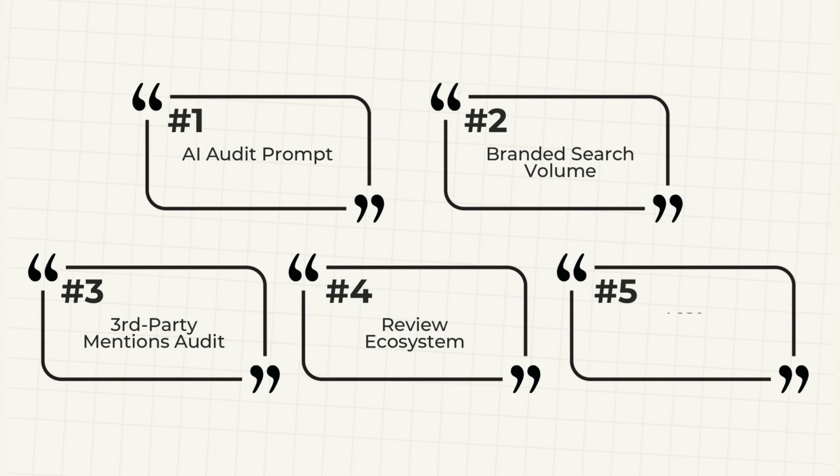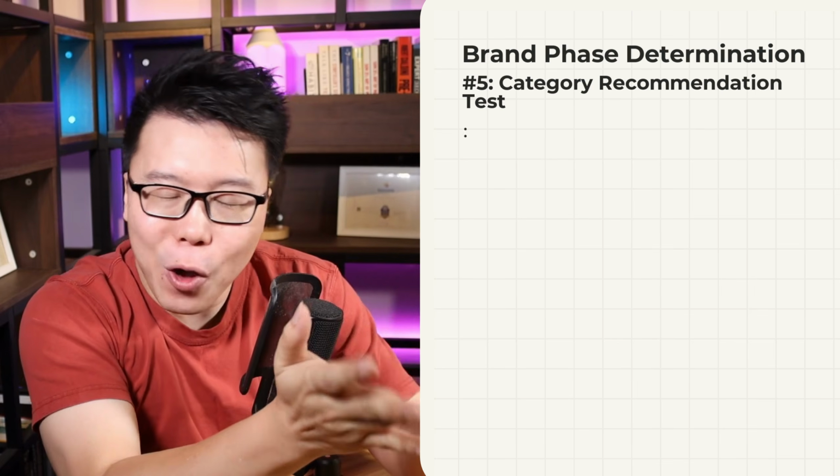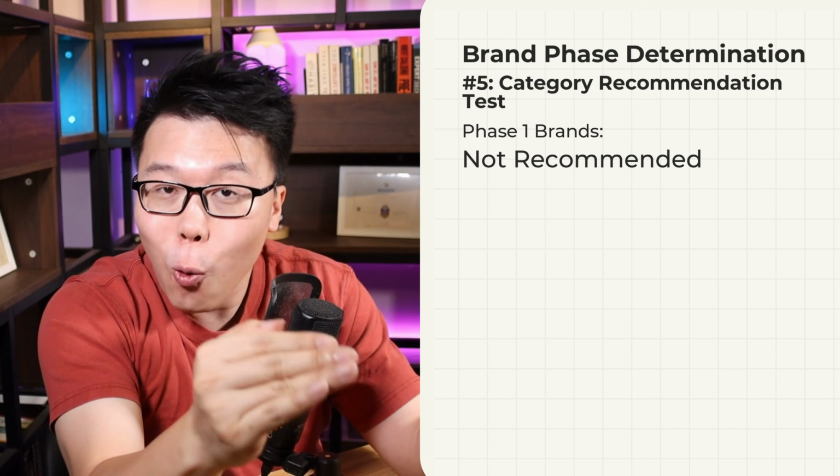And finally, the 5th signal is the category recommendation test. You go to any AI platform like Perplexity and ask, what are the best products or services in my niche? If your brand is in phase 1, you are nowhere on the list.